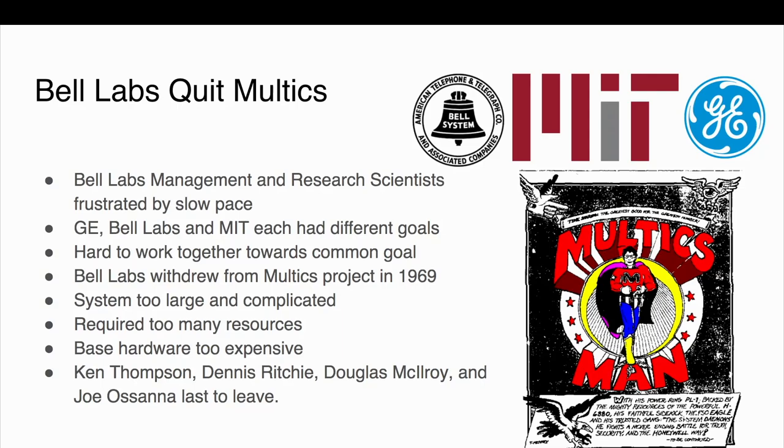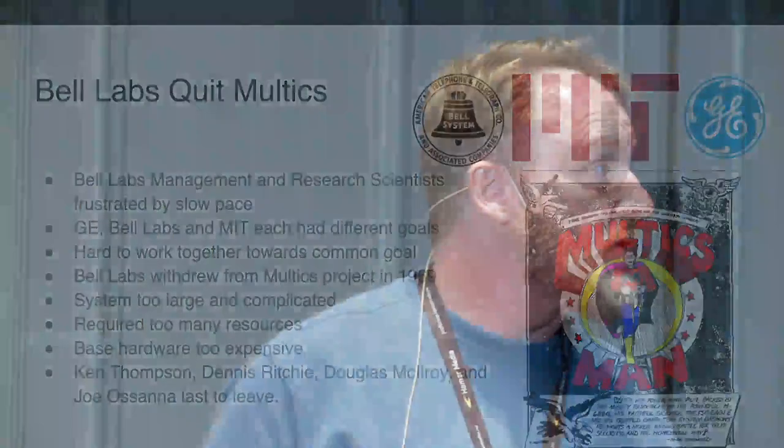they didn't like the efforts. Things were going too slow. It required too much hardware. And so in 1969, Bell Labs withdrew from the Multics project. And Ken Thompson and Dennis Ritchie and a couple other people who you may know from early Unix history were the last to leave the Multics project. And they really rather enjoyed the Multics environment that it provided, but they didn't like the pace that it was going at.